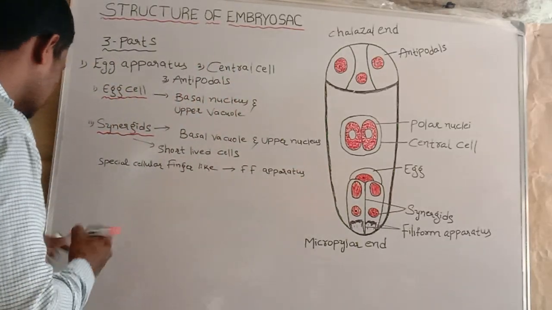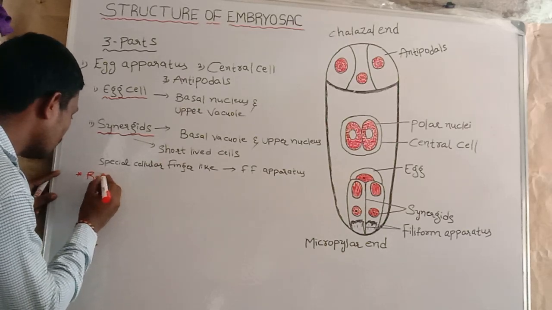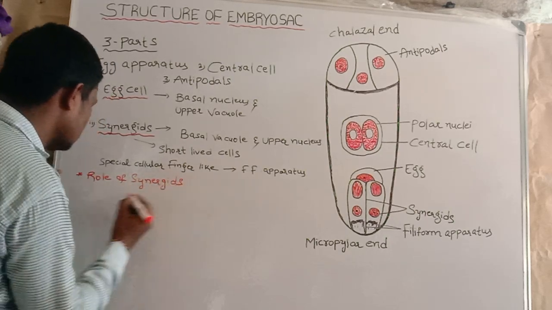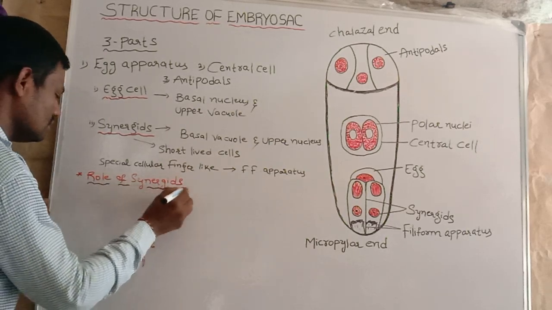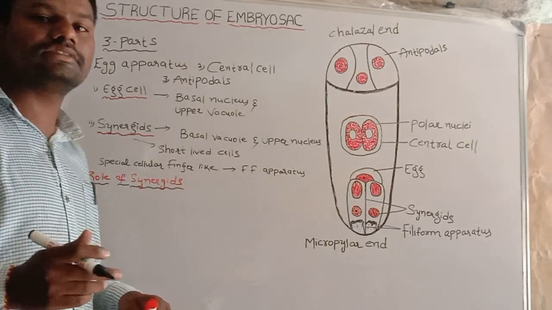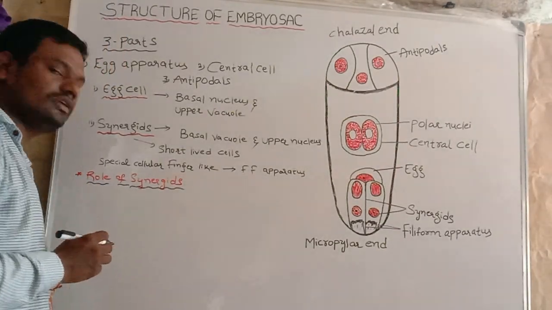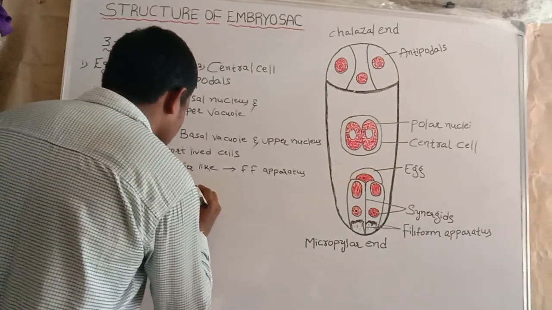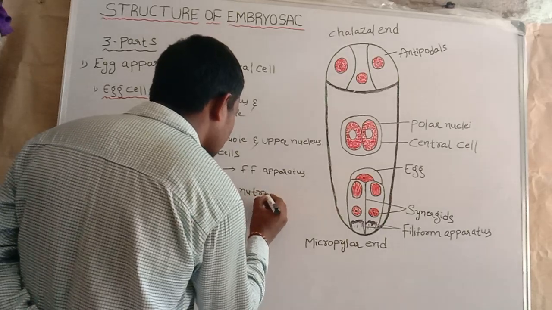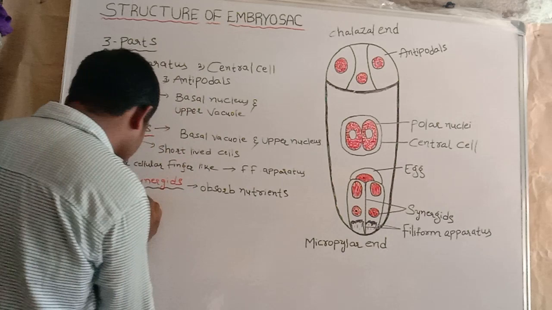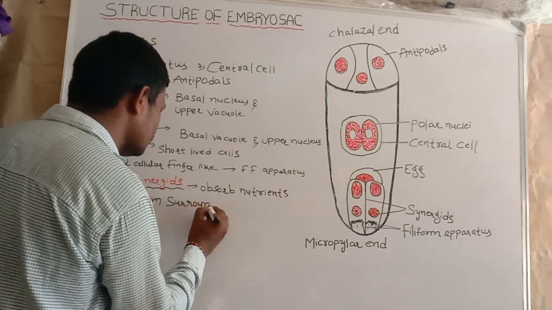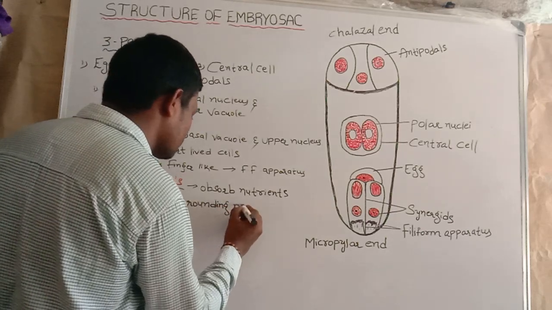Next, the role of synergids. They nourish the female gametophyte by absorbing nutrients from the surrounding nucellus.